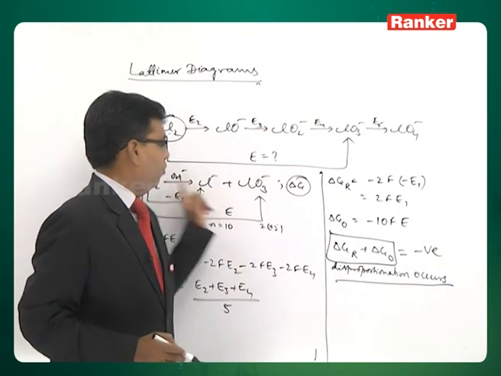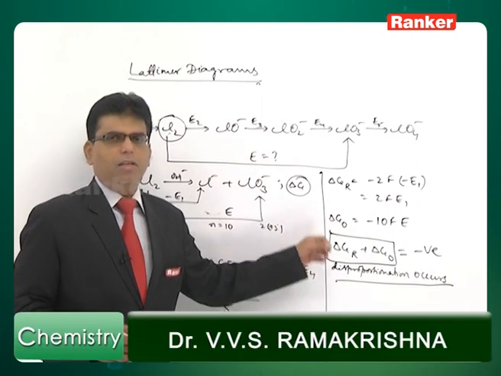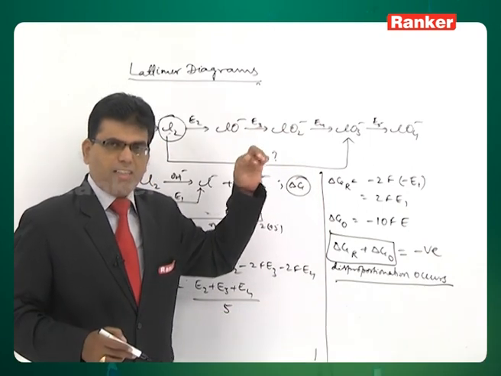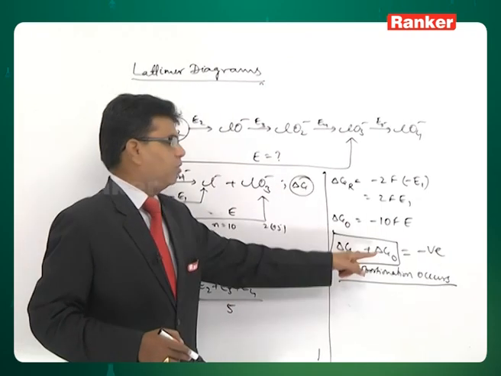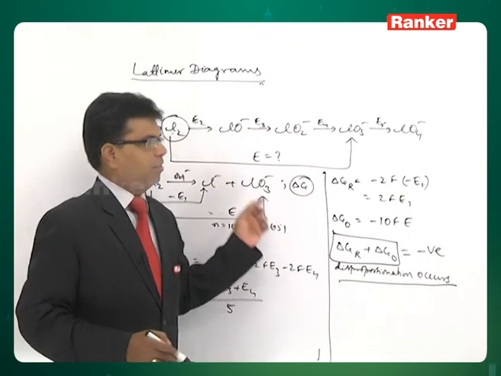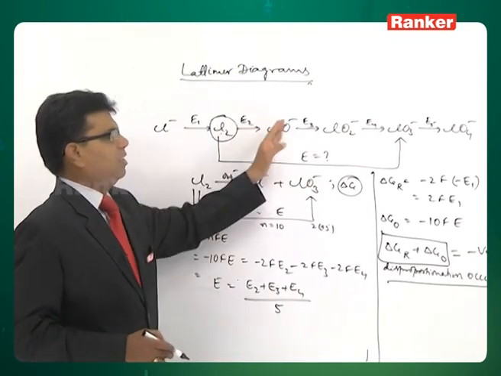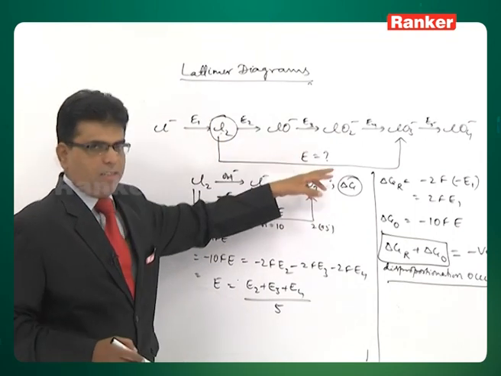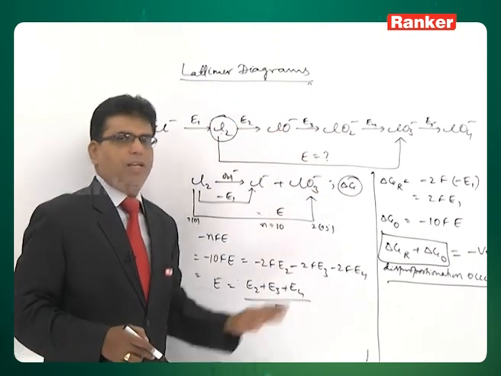So, this delta G overall, if it is negative, then the reaction is said to be spontaneous and the reaction is said to be disproportionation, or in other words simply, that disproportionation reaction can occur under the given conditions. If this delta G is positive, disproportionation does not take place. Straight away we can comment on that. This is what is the use of Latimer diagrams. This way of representing the sequential changes which helps in determining the EMF of any intermediate step for any intermediate redox change is what is called Latimer diagram, and this is how we have to do the calculations.